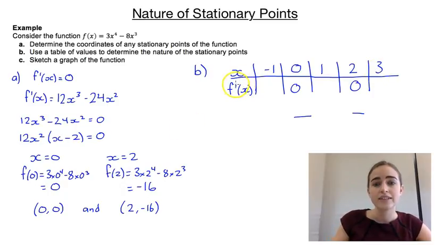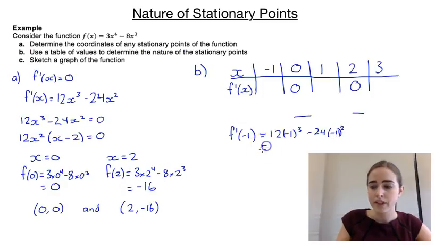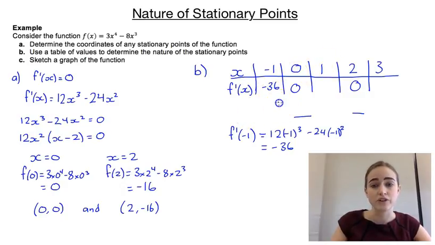So if we find f dash of -1, that means we're going to substitute -1 into this equation here. So we'd have 12 times -1 cubed minus 24 times -1 squared. If you pop all of that in your calculator, you'll end up with -36. Now we don't actually care what that number is, we only care if it's positive or negative. So because it's negative, we're going to draw in a line with a negative gradient here.